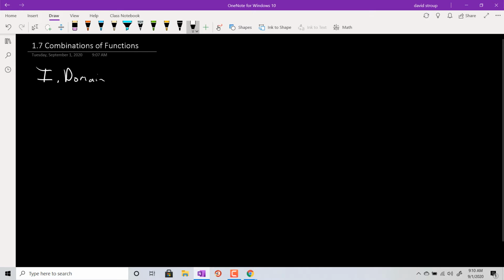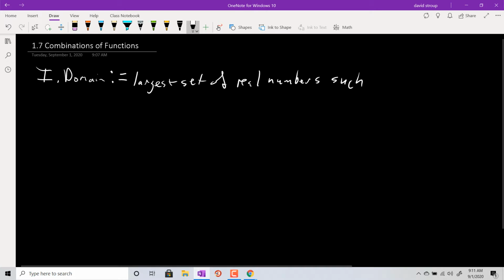Okay, and we're talking about essentially the x values as opposed to the y values. So the stuff going in. What am I allowed to put into a function? Okay, what isn't going to break the machine, so to speak? In the book, they define the domain as the largest set of real numbers such that f of x, which is kind of the output, the y value, is a real number.